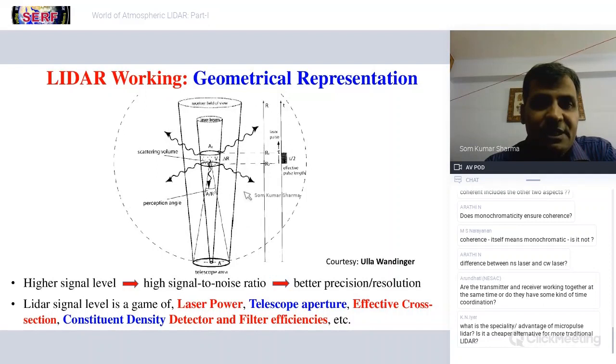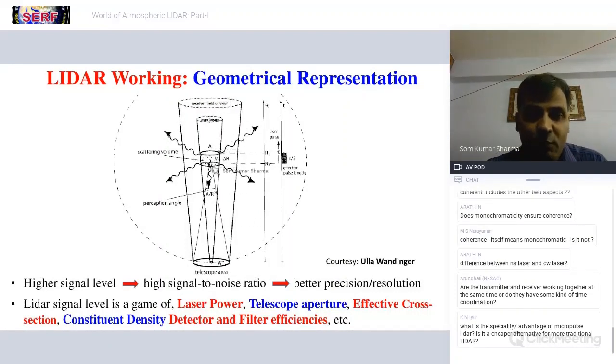The signal is received only when the laser beam is fully in the field of view of the telescope. So you see this is the telescope, and this is the laser beam, and this is a small volume like that. ΔR is the range. I will come again to these things. Here I have written two sentences.